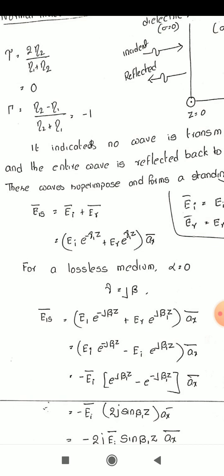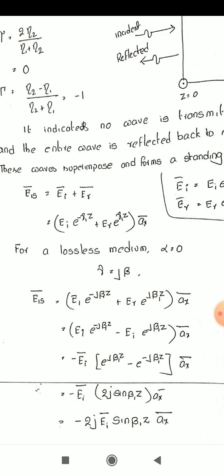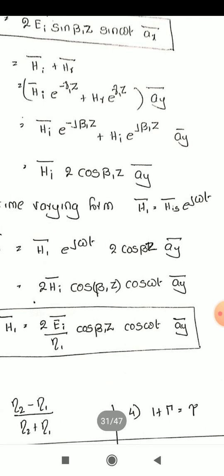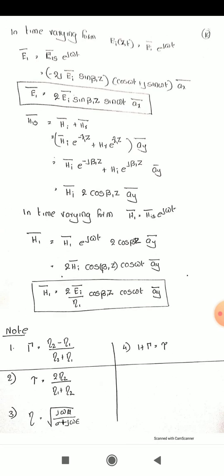Now ER is nothing but minus EI. So EI e power minus j beta z minus EI e power j beta z. Taking minus EI as common, this can be written as 2j sin beta 1 z. So minus 2j EI sin beta z AX cap. You got this equation.